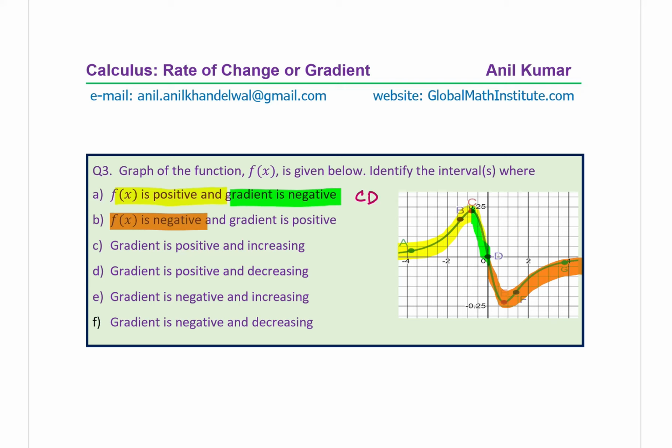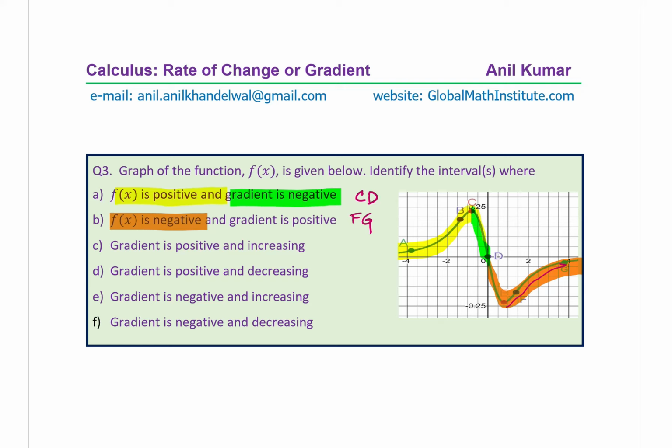Amongst this portion, where is the gradient positive? So let's try to highlight the portion where the gradient is positive. So gradient is positive when the graph is increasing, and what we have seen is from F to G. So this particular portion, the gradient is positive. So we can say from F to G, the function is negative, but the gradient is positive. So if you draw a tangent on a graph in this particular area, it will be rising and positive.